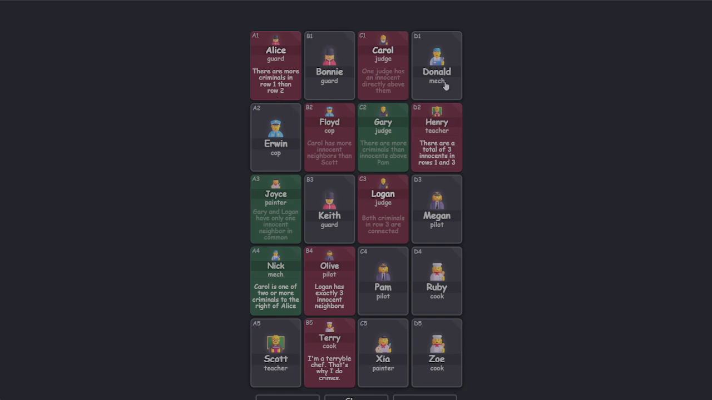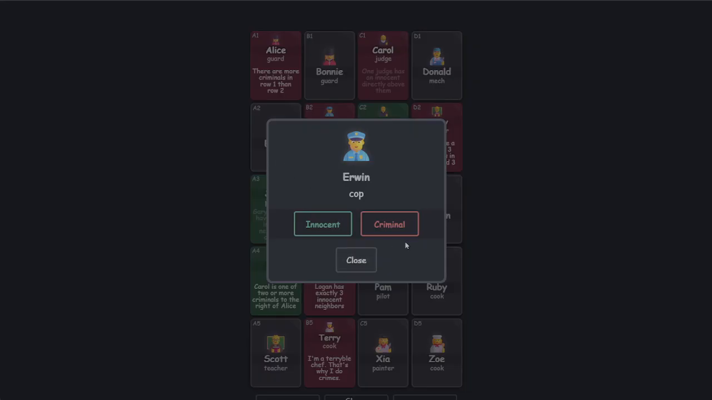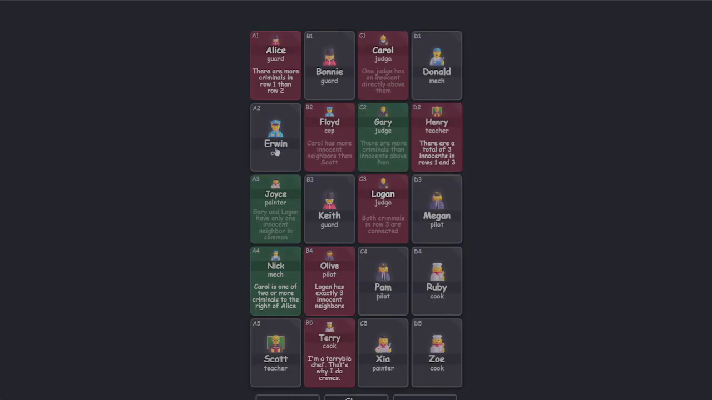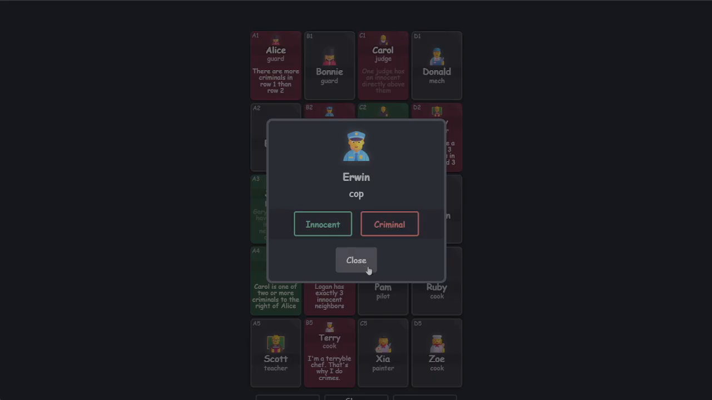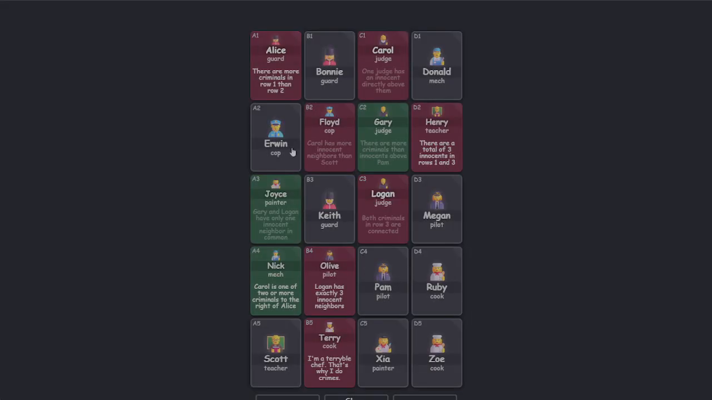And we know there has to be 3, which means Irwin is innocent, because there's currently 2 here, and to stay more than, and we know this doesn't go to 4. So there's a total of 2 criminals in row 2, therefore Irwin is innocent. Okay, so that clue is done.